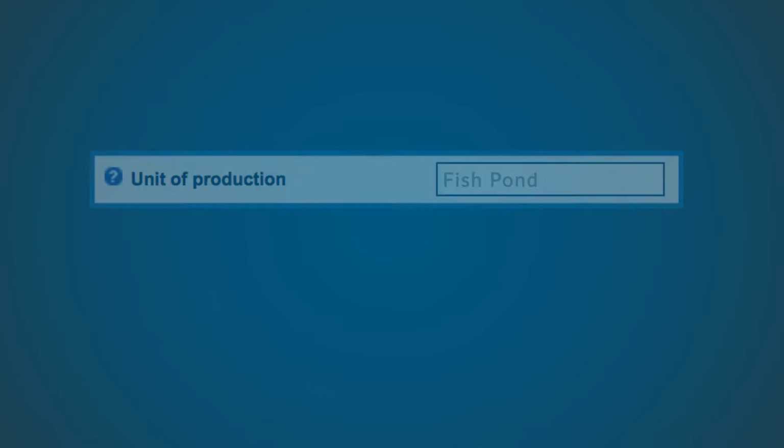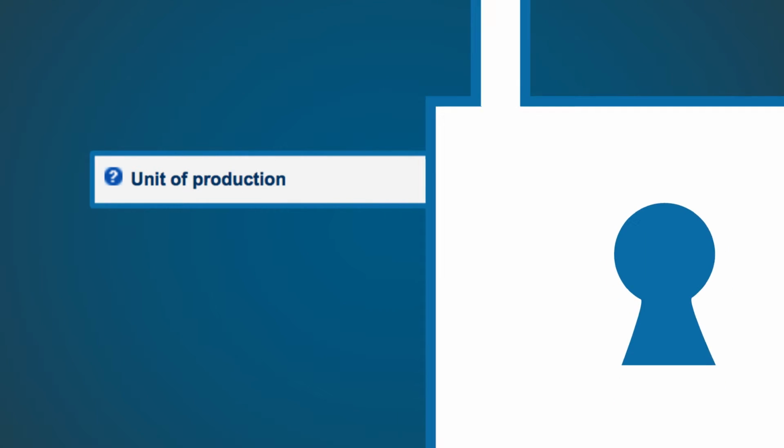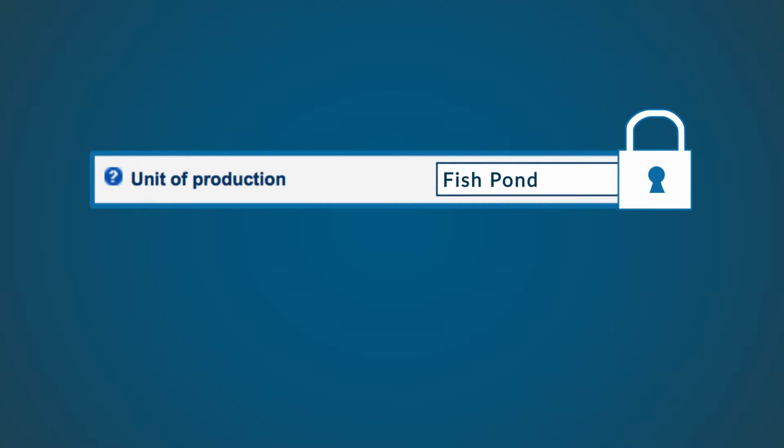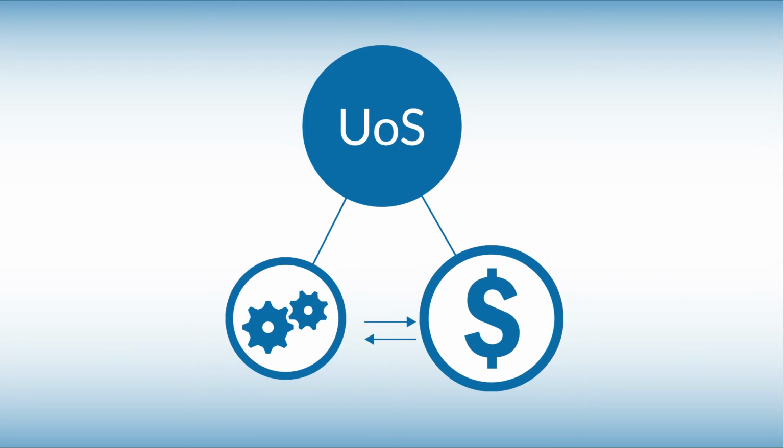Remember, you cannot change the unit of production within a block once it has been defined. For this reason, it is important to give some thought to selecting the best unit of production. The unit of sale is also important, as it informs the software as to the relation between production and sale.